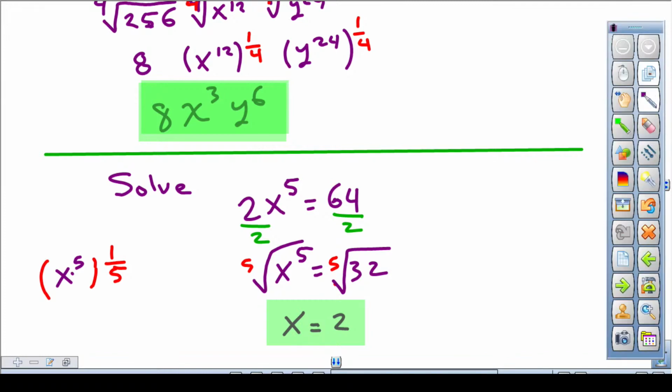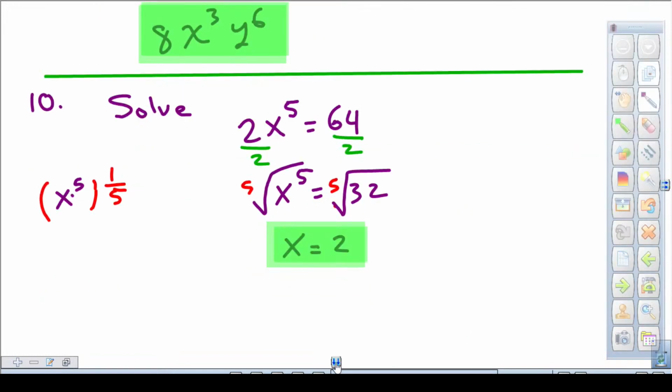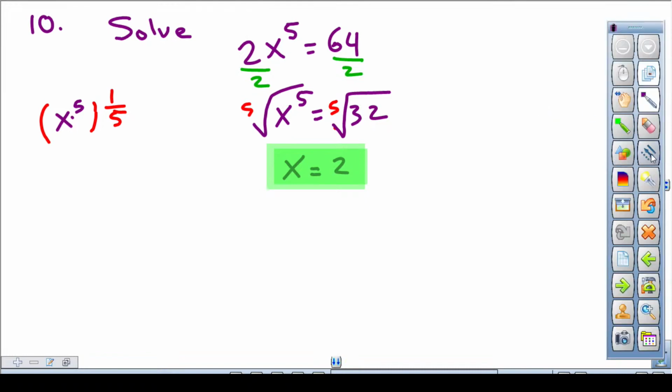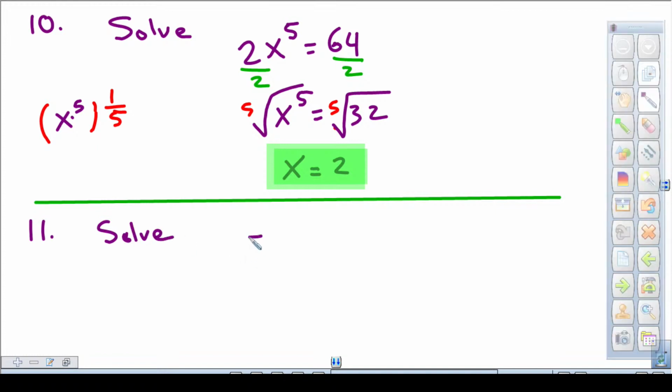Okay, now let's do another one. Was this number 10? This was example 10. Let's do one more. I'm going to close with this example. This is example number 11. Solve again. And this one is 5x cubed equals 320. 5x cubed equals 320.